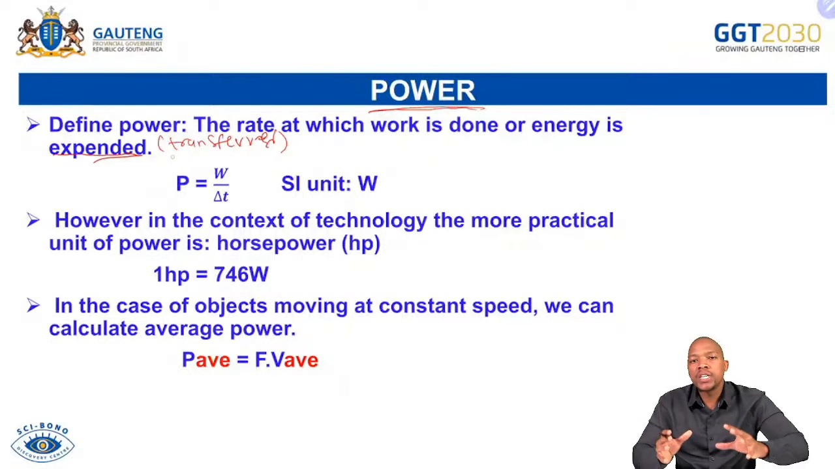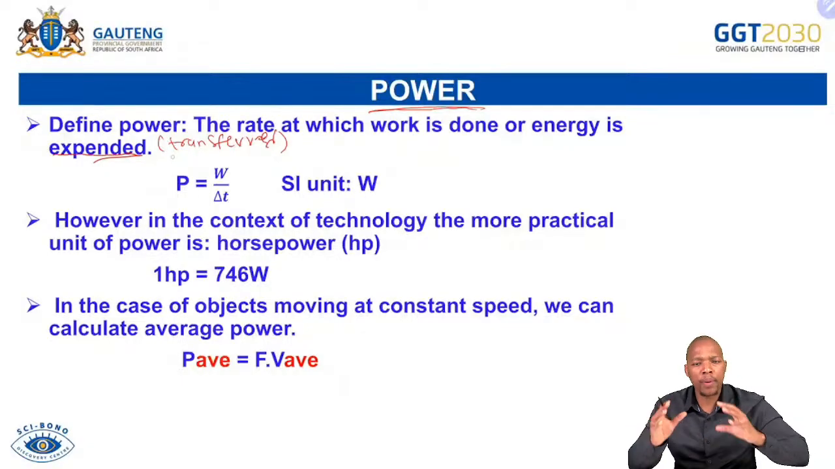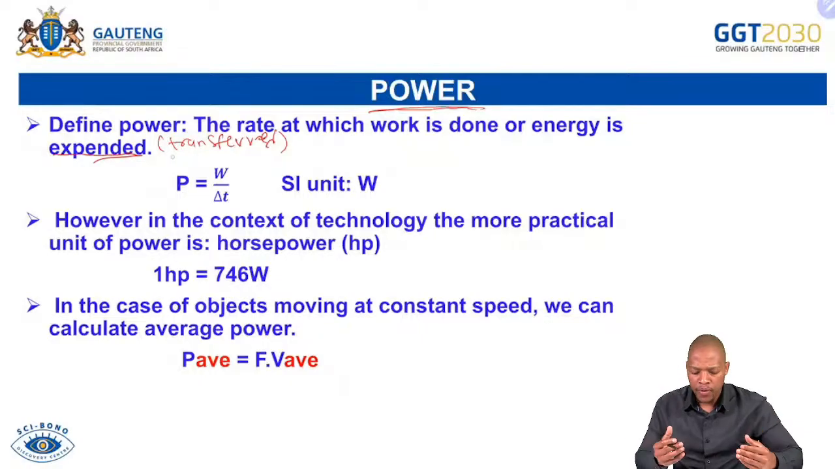But at the end of the day, the rate at which work is done. I hope you can see that these are connected. All these 3 concepts may be different concepts, but they are connected at the end of the day. Remember, work done is the transfer of energy, right? And then we looked at energy. Now we are looking at the rate at which that energy is transferred, the rate at which the work is done.